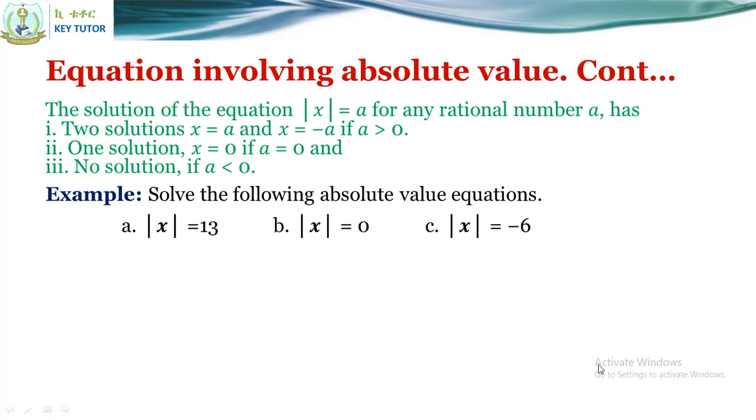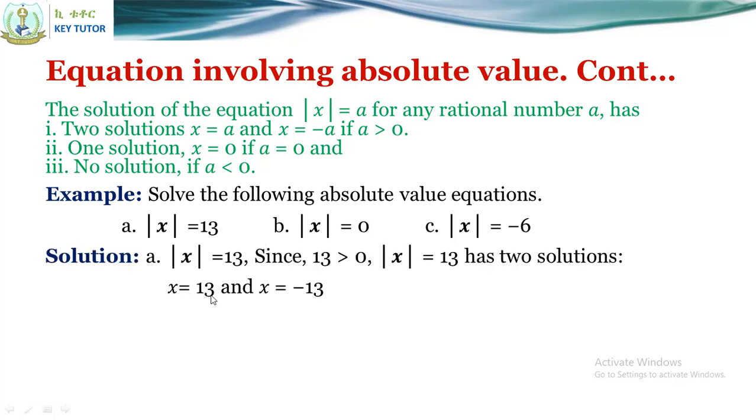Now let's try to solve the following problems. Solve the following absolute value equations: a, absolute value of x is equal to 13; b, absolute value of x is equal to 0; c, absolute value of x is equal to negative 6. To solve the absolute value of x equal to 13, first off, look at 13. That is what decides the type of solution. As 13 is positive, the equation has two solutions: x is 13 and x is negative 13. So these are the two solutions.